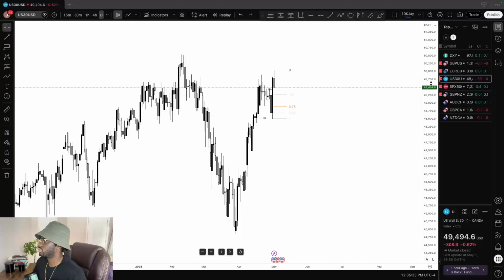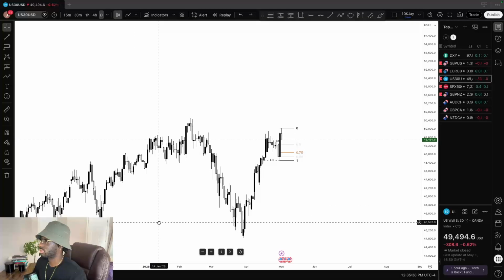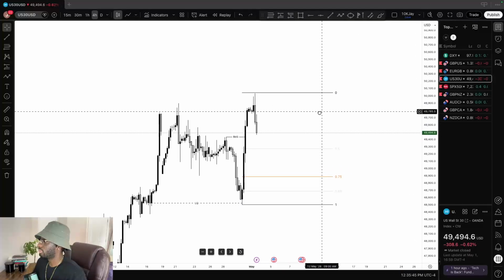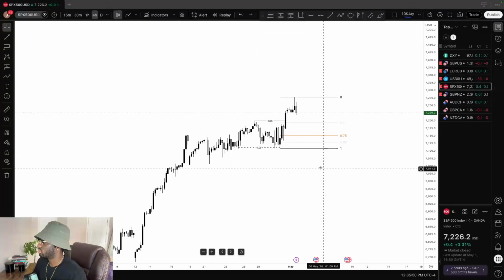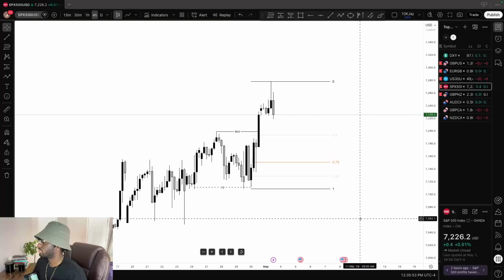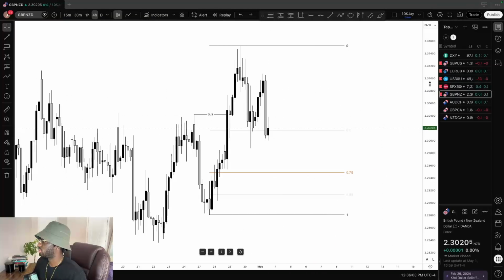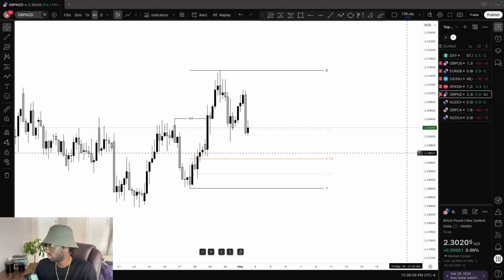US30, pretty much the same thing, but we do have a daily high that's broken. 4-hour time frame. Pretty solid setup. Similar setup here. Liquidity sweep, break of structure, small retrace, and GBPUSD. So those are my favorite setups of this week.